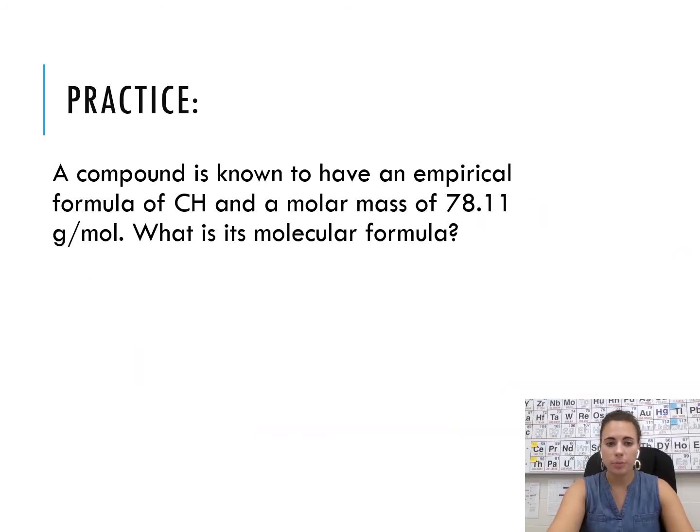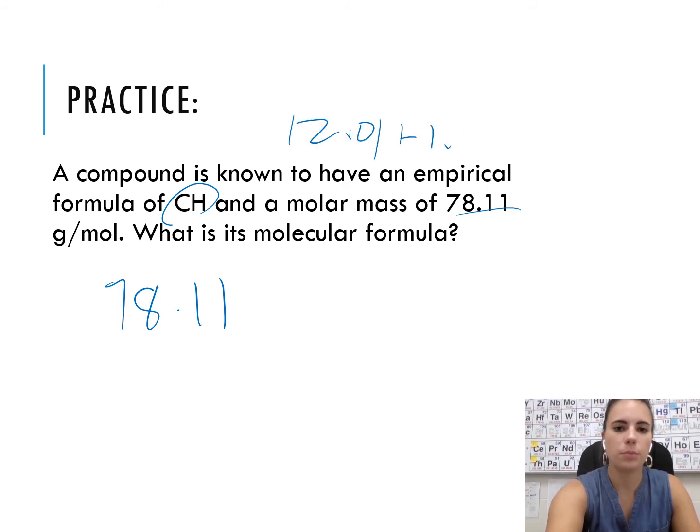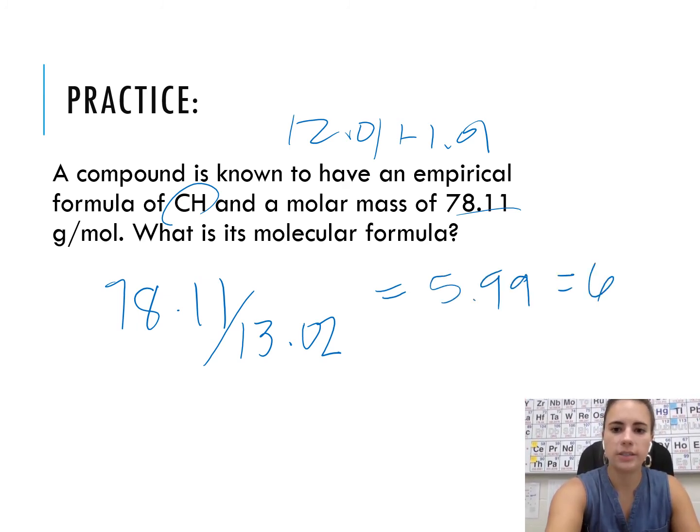All right, molecular formula practice. A compound is known to have an empirical formula of CH and a molar mass of 78.11. What's its actual molecular formula? So 78.11 is what the actual molecule has a mass of. And then if it were just CH, it would have a mass of 12.01 plus 1.01, which is 13.02. So when I divide, I get like 5.99, which is essentially 6. So the actual molecule has a molecular formula of C6H6.